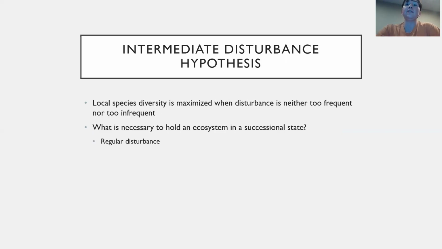So the intermediate disturbance hypothesis states that local species diversity is maximized when disturbance is neither too frequent nor too infrequent. It's kind of the Goldilocks. And it's really important to have regular disturbance to hold an ecosystem in a specific successional state.